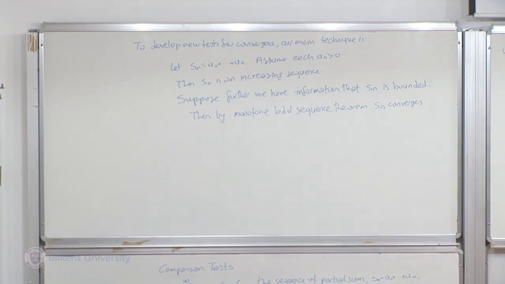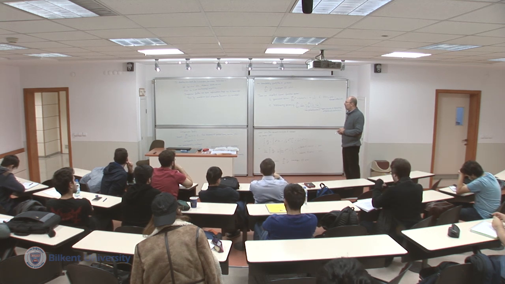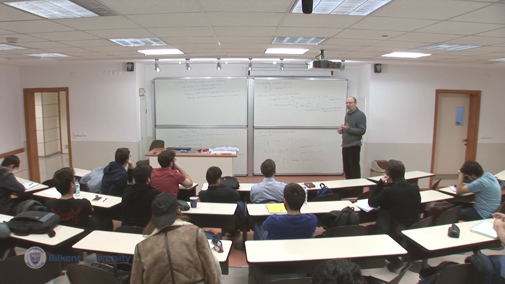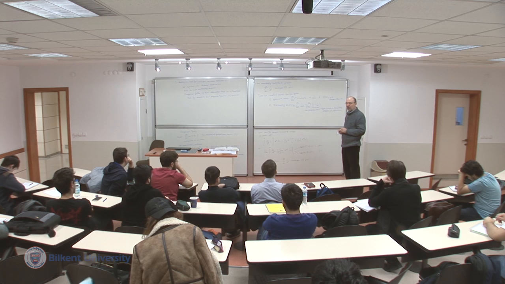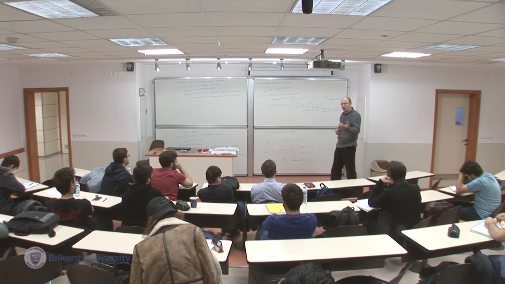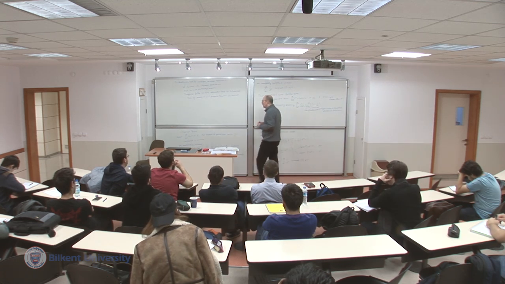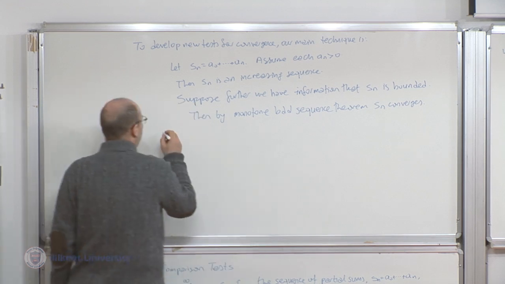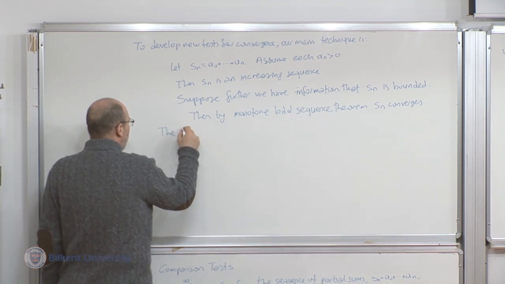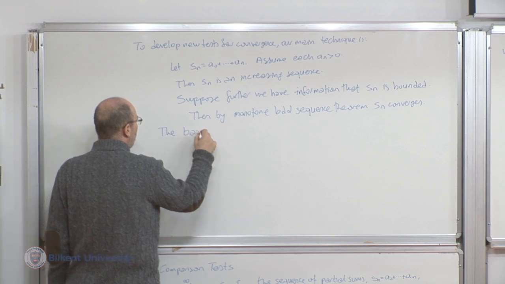So now in the comparison test, we'll exploit this fact. We'll have a series with positive terms. So its sequence of partial sums is an increasing sequence. Okay, now find some easily verified condition which guarantees that Sn is bounded. Okay, then you have a test. So under these conditions that we mentioned, the series converges. Okay, so the basic thing here is the following. The basic application of this is the following.